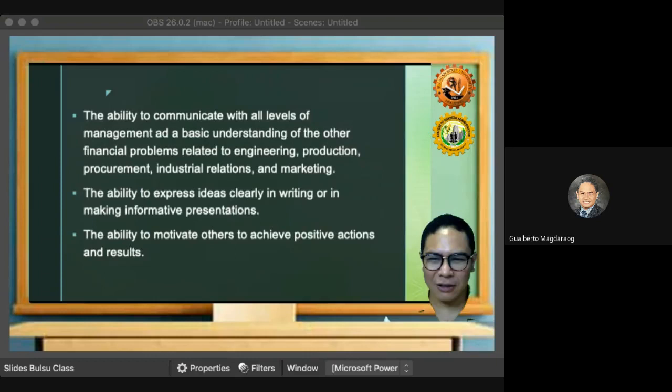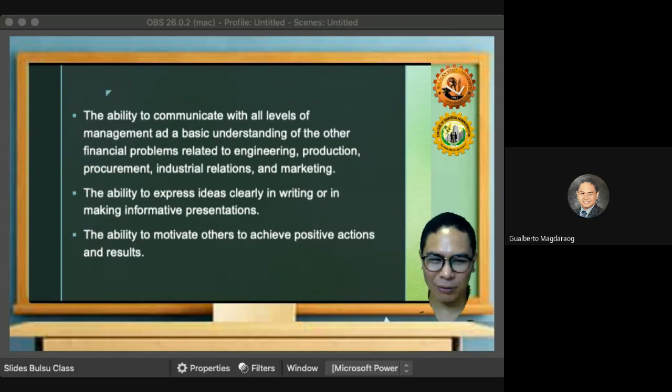Okay, other qualifications, you should have ability to communicate with all levels of management and a basic understanding of the other financial problems relating to engineering, production, procurement, industrial relations, and marketing. Kita mo, ang lawak ng expectations sa'yo. Even engineering. Paano minimeasure, ini-inventory yung mga buhangin, baka mamaya sa isip mo, tabu-tabuin mo na lang siya para mabilang kung ilang tabo. Mali yun.